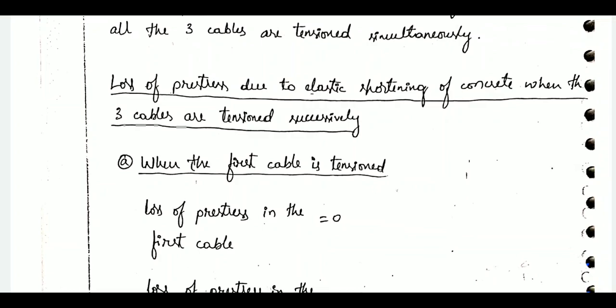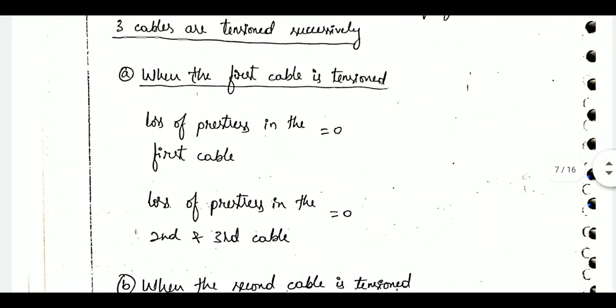So in that case, we are still applying the tensile stress and we have not yet released the first cable, so there is no loss, because the remaining two we have not touched at all. So the loss of pre-stress in the first cable is also 0 as we are applying the tensile stress, and the second and third cables also 0 since we have not touched them.